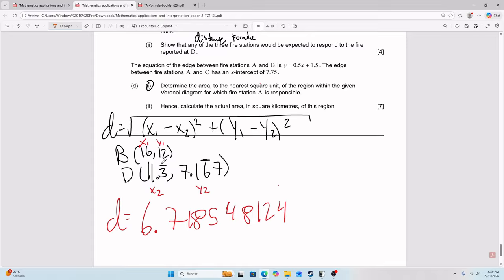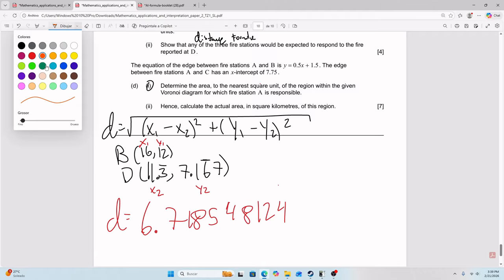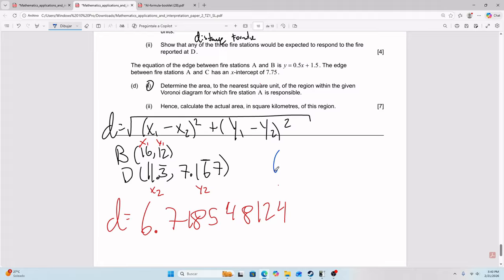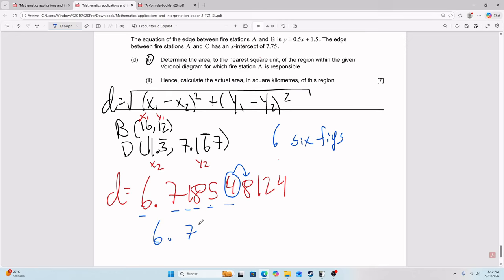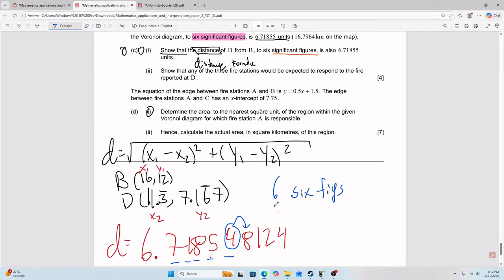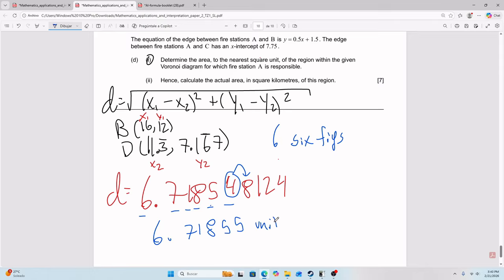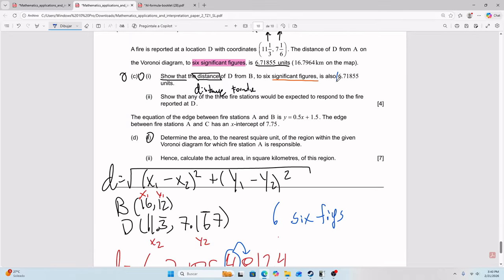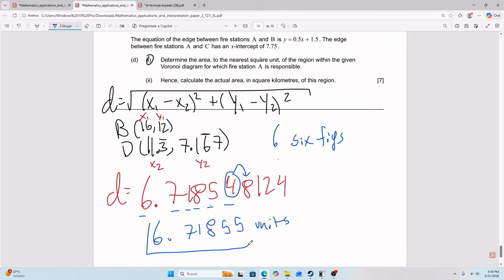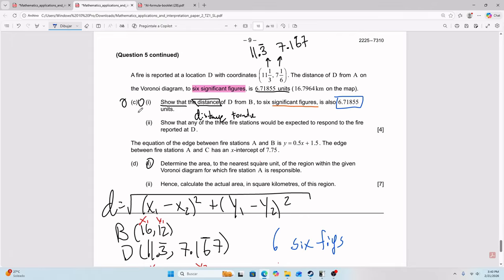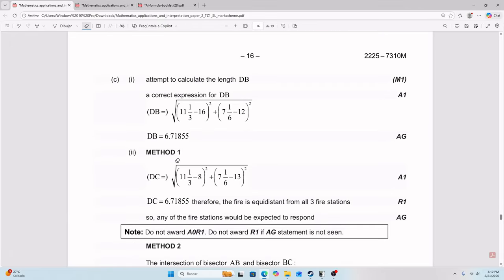Significant figures with a number like this, you're literally just going to go, 6 significant figures. So 6 figs. You're literally going to count 1, 2, 3, 4, 5, 6. This number, do you round it up or keep it the same? You round it up, so that means you end up with 6.71855. And this is just units. And as you can see, it's the same 6.71855 as over here. So that would be for part C I.